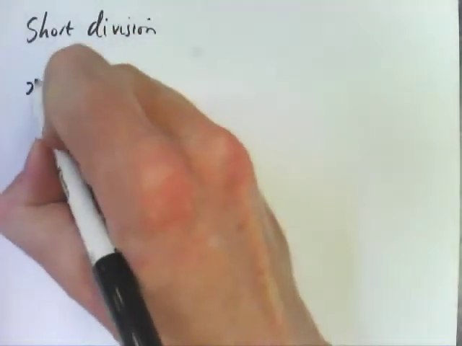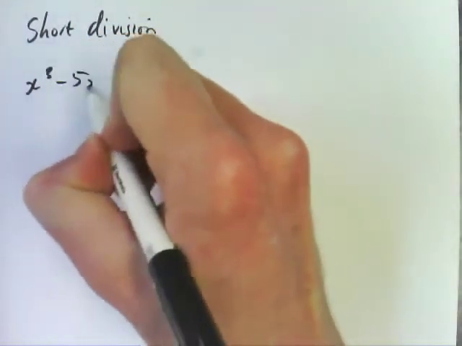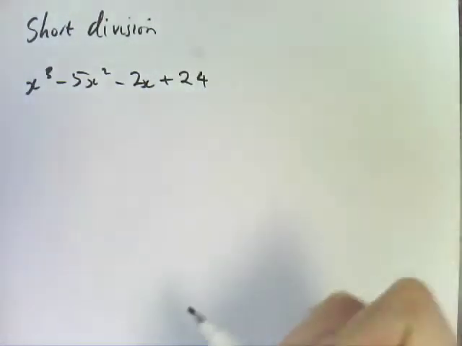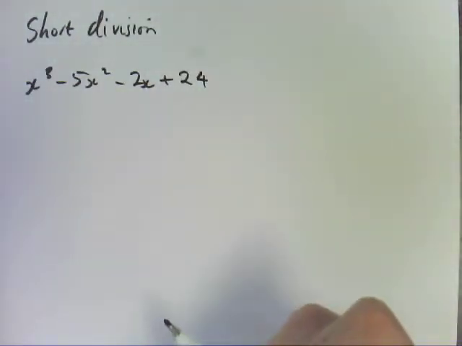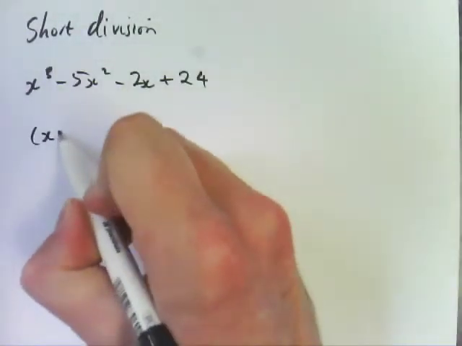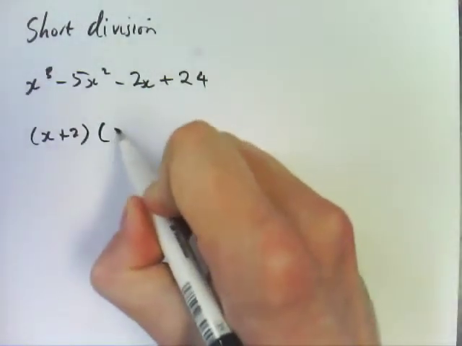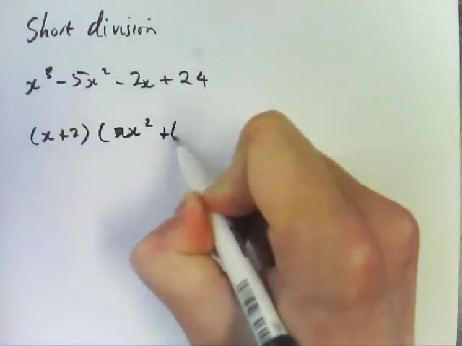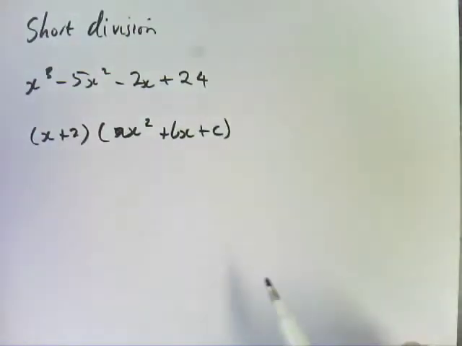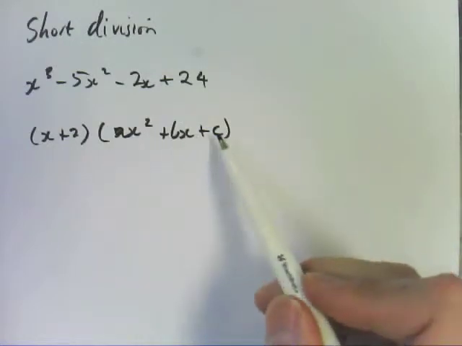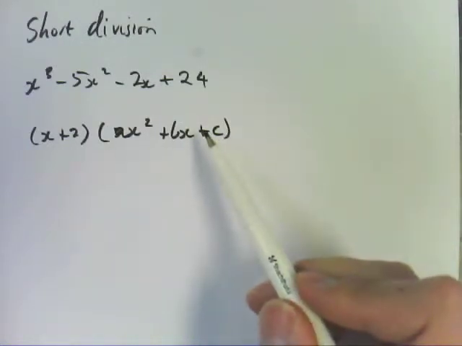All right, so if we have a look at the worked example, we've got the function x cubed minus 5x squared minus 2x plus 24. Okay, now you guys know how to find a factor. We know that a factor is x plus 2. And then our next term is going to be ax squared plus bx plus c, because we know it's going to be a quadratic factor.